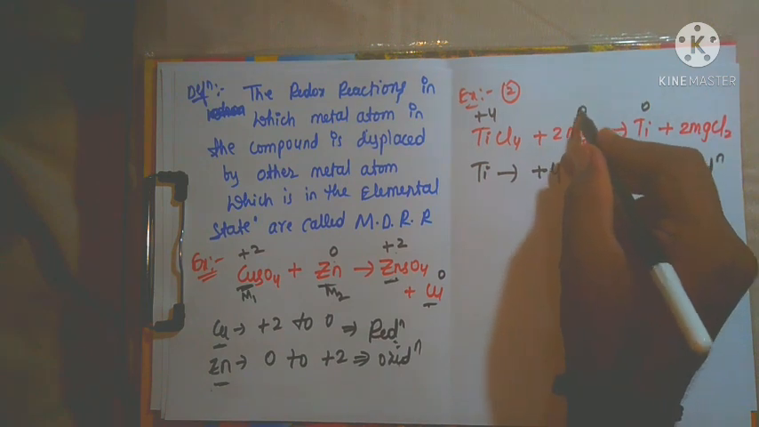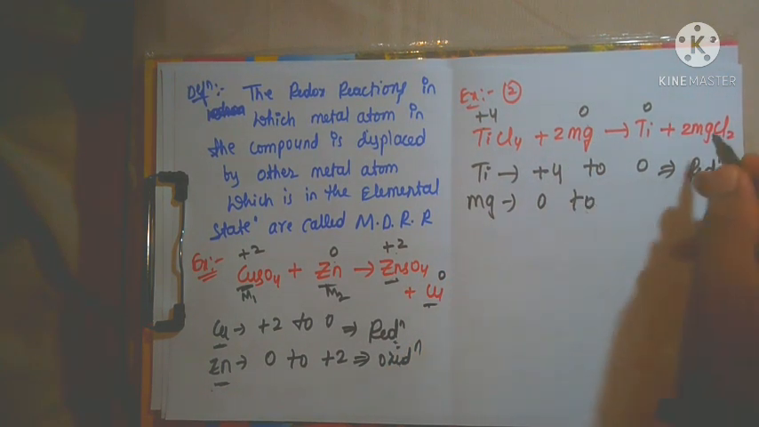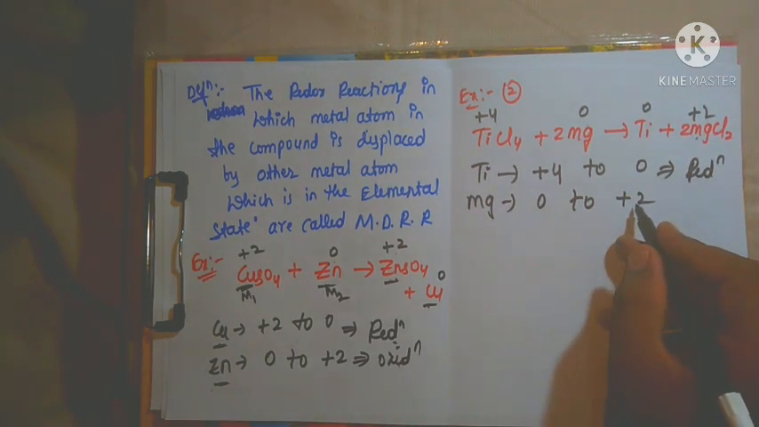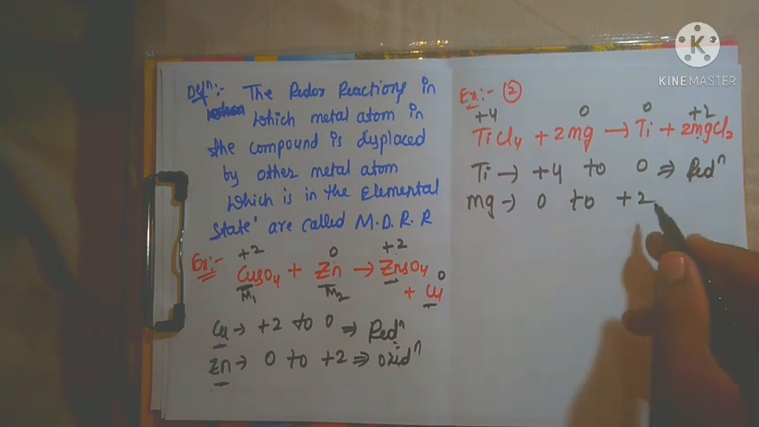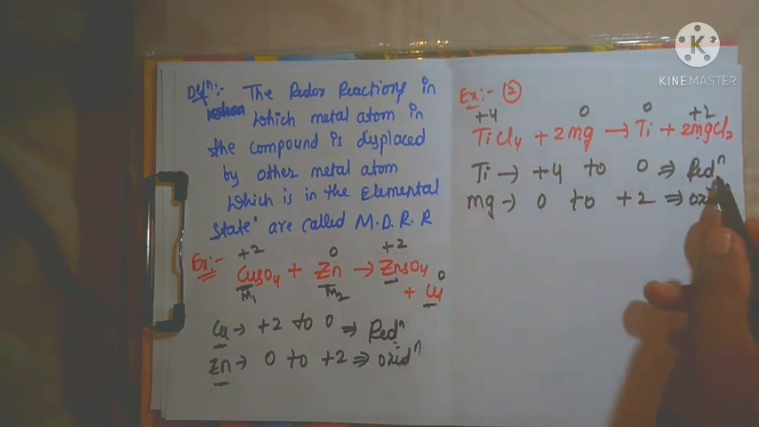Magnesium oxidation number in the reactant is 0, and in the product, if you check, it will be +2. It is changing from 0 to +2. That is, the oxidation number is increasing. Therefore it is called as what? Oxidation. Here titanium undergoes reduction and magnesium undergoes oxidation.